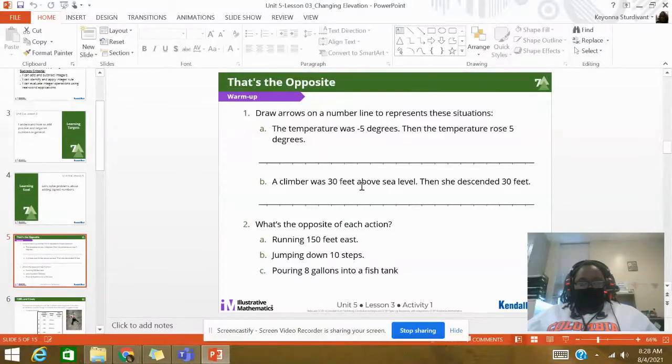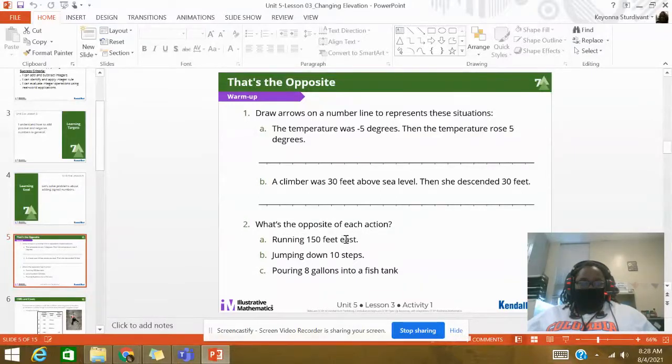B says a climber was 30 feet above sea level. So remember, above sea level means positive, so I'm going in the right direction. When you fill in this number line, I would go by tens, and the first one you can go by ones. So starting at zero, going up to 30, and then it says it descended 30 feet. Descend means it's decreasing, so you're gonna go back down. Go down 30.